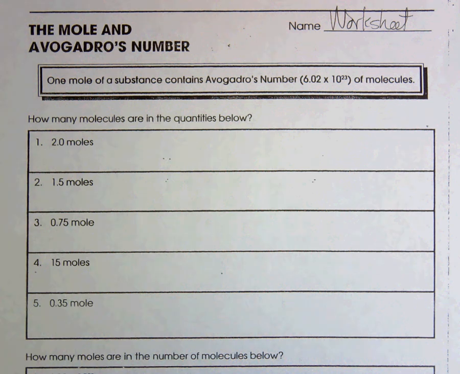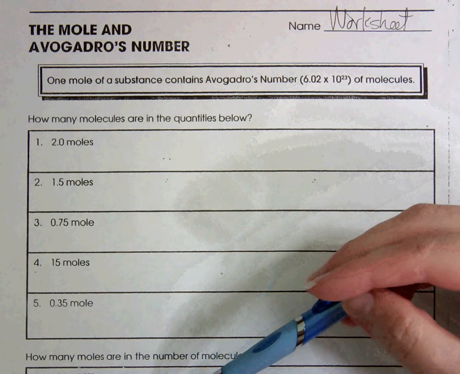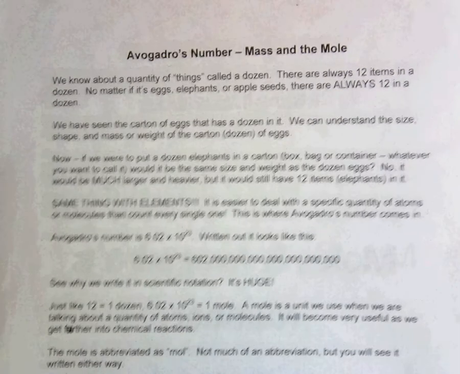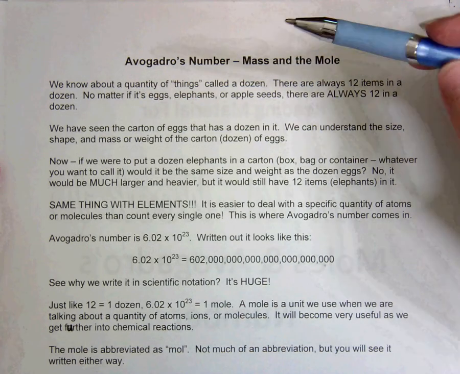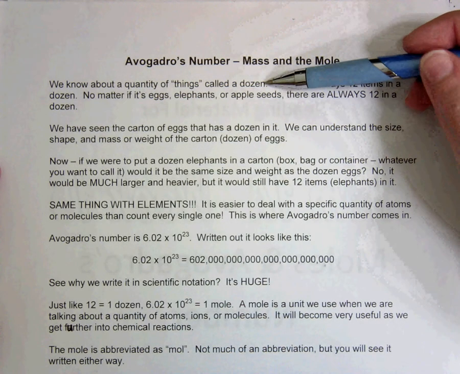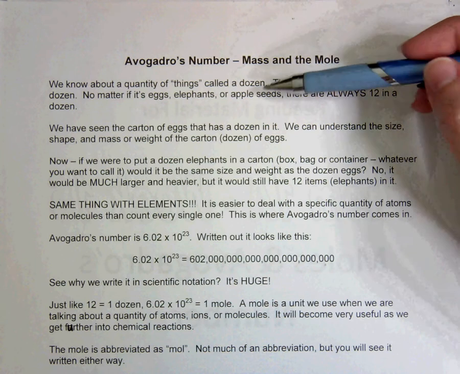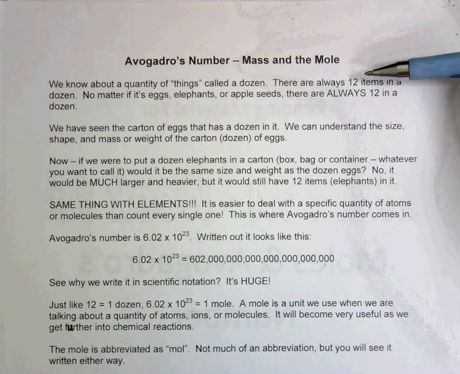The mole and Avogadro's number. These are just math problems that you're going to do, and it shows you in the reading material how to do them. I do want to make sure you understand that Avogadro's number is just a number, just like a dozen is a word that means 12. No matter what I'm talking about, eggs, elephants, apple seeds, a dozen is always 12.